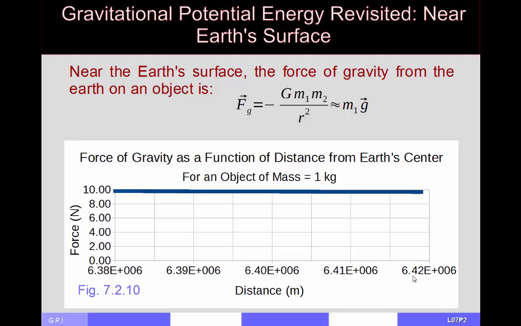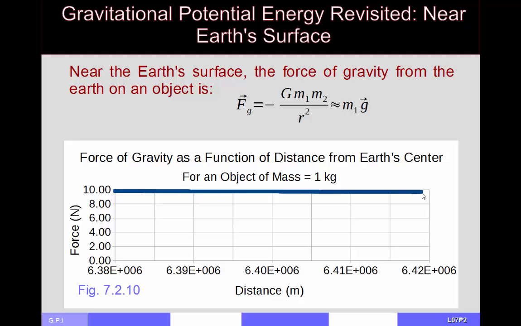And as we go out to 6.42 times 10 to the 6th, we've added only 0.04 times 10 to the 6th. That's the same as 4 times 10 to the 4 meters. In other words, 40,000 meters above the Earth's surface, 40 kilometers up. This still looks like more or less the same force. This is a 1 kilogram object, so the force right at the surface of the Earth should be 9.80 newtons. And on this scale, that almost looks the same as 10 newtons.